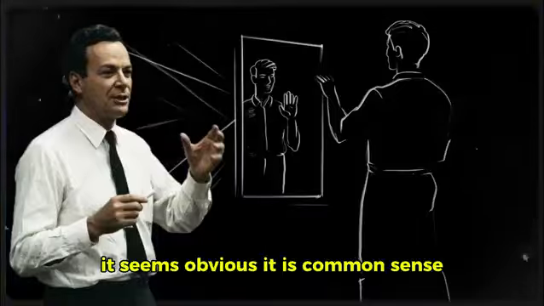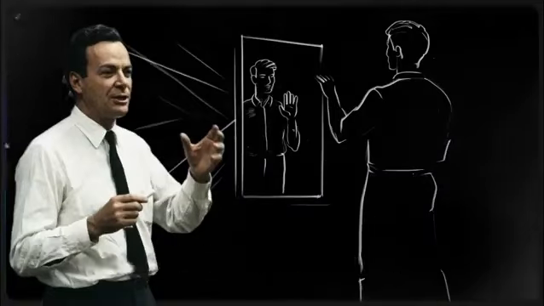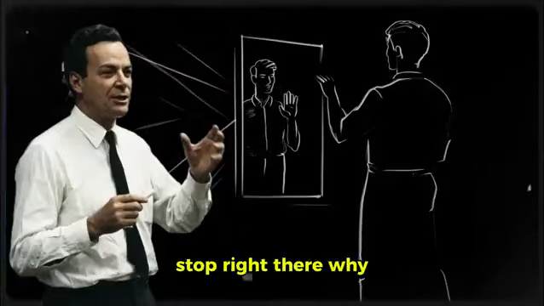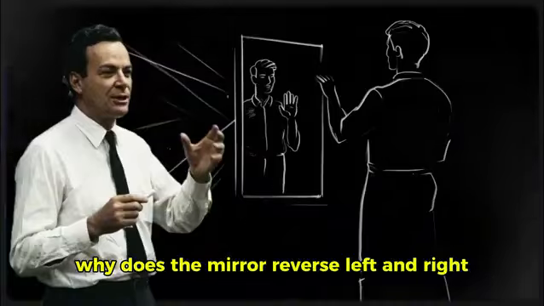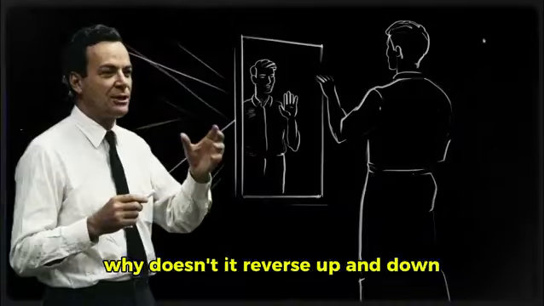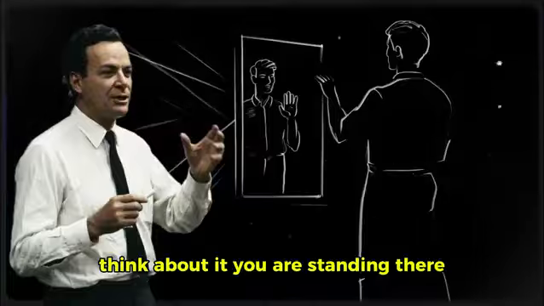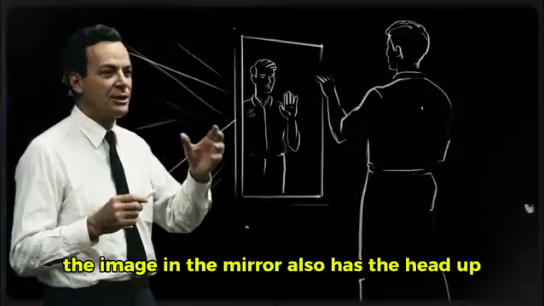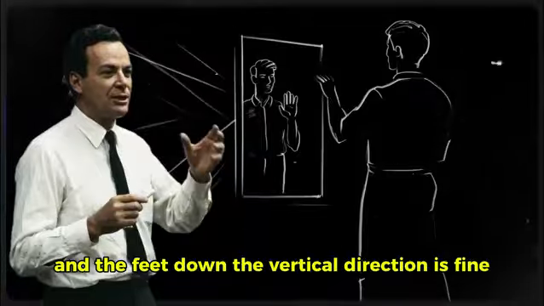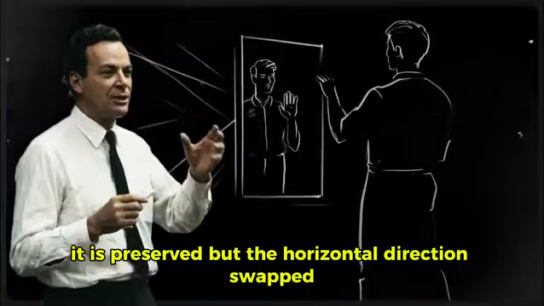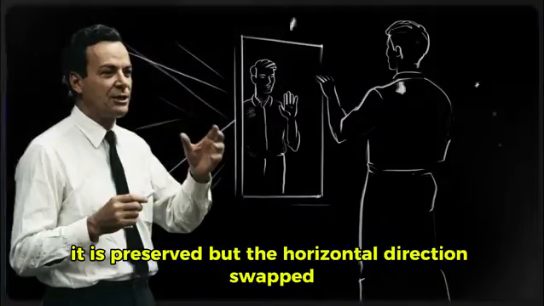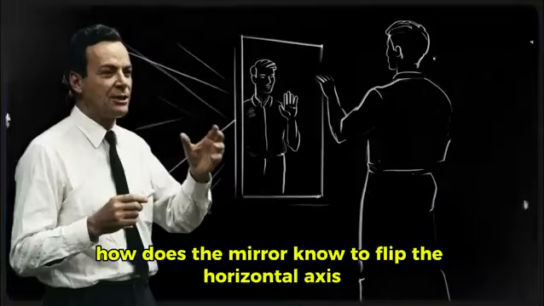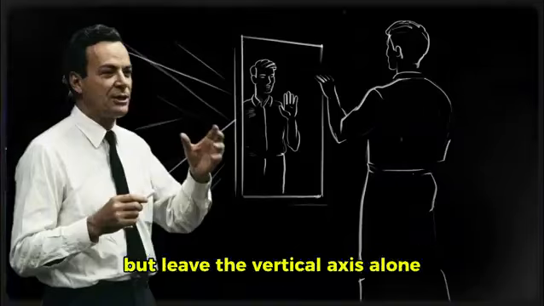It seems obvious. It is common sense. Everyone knows this. But wait a minute. Stop right there. Why does the mirror reverse left and right? Why doesn't it reverse up and down? Think about it. You are standing there. Your head is up, your feet are down. The image in the mirror also has the head up and the feet down. The vertical direction is fine, it is preserved, but the horizontal direction, swapped. Why is the mirror so asymmetrical?